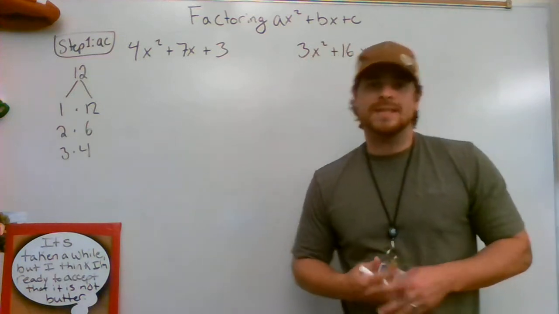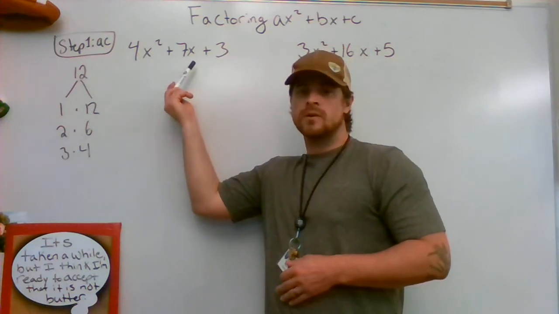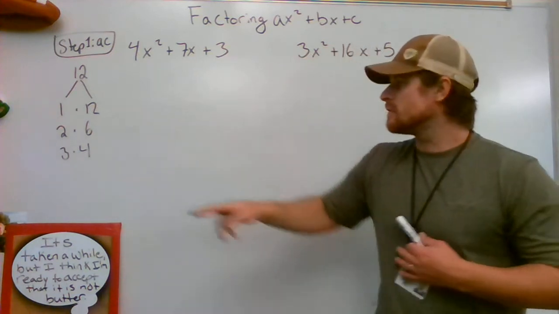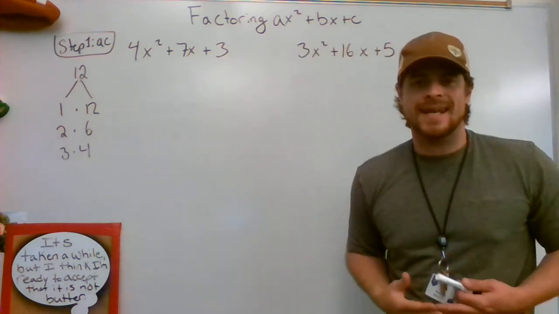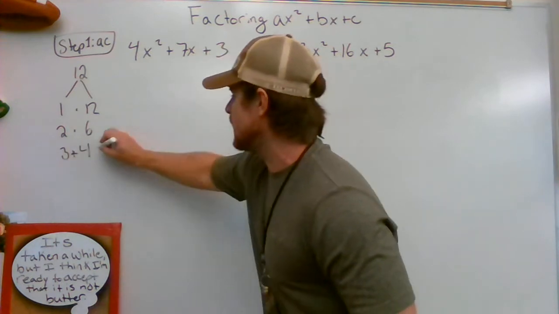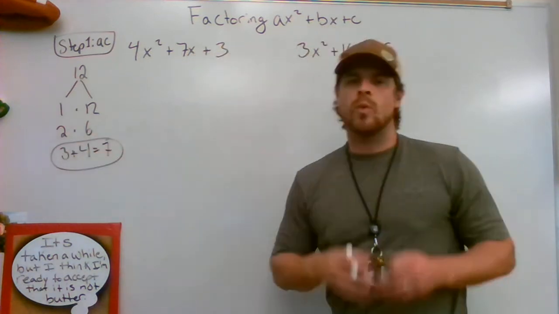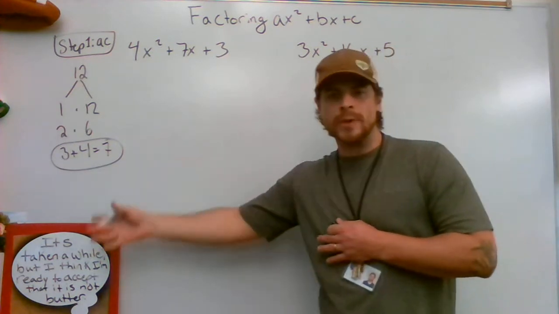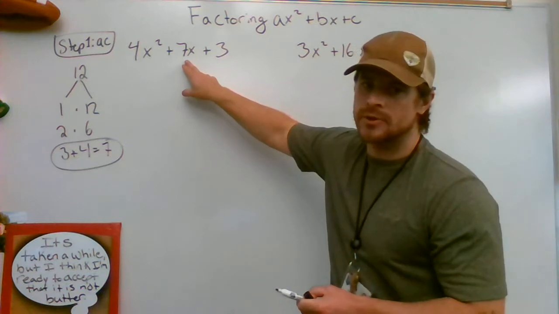It's important that one of these adds together now to make my middle term, my 7. So which of these, 1 plus 12, 2 plus 6, or 3 plus 4, will add together to make 7? And you guessed it, if I were to add 3 and 4 together, I get a 7. So now what I need to do is take that 3 and that 4, and that's how I want to write out my middle term.